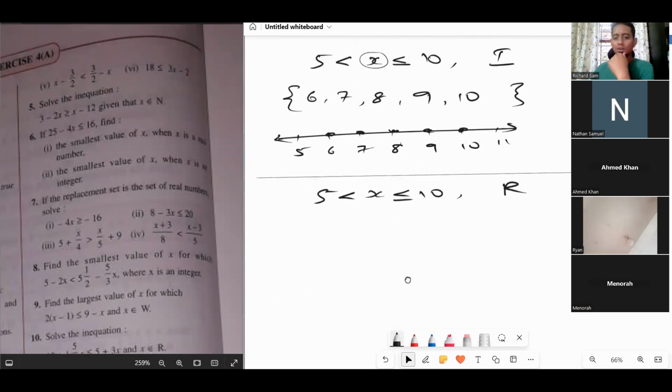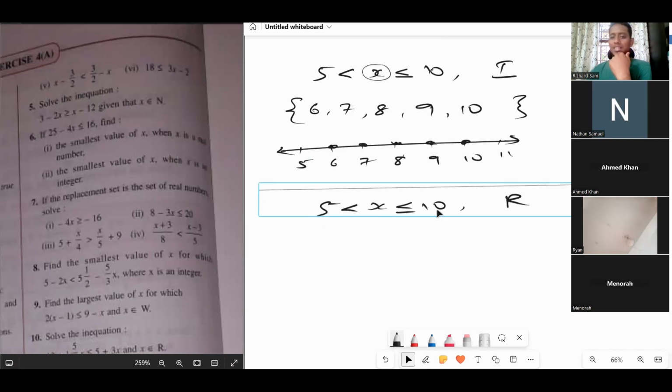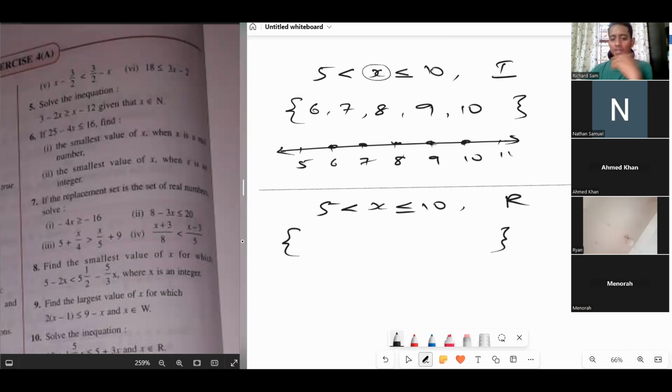Now, can we write all the rational numbers between 5 and 10 in a solution set or in a replacement set? That means all the decimal numbers and all the fractions between 5 and 10. Can we do that? No, it would be infinity. There would be infinite numbers. For example, 5 is not included, so the number after 5 would be 5.1 or 5.01 or 5.001. There is no end to the number of numbers between 5 and 10.